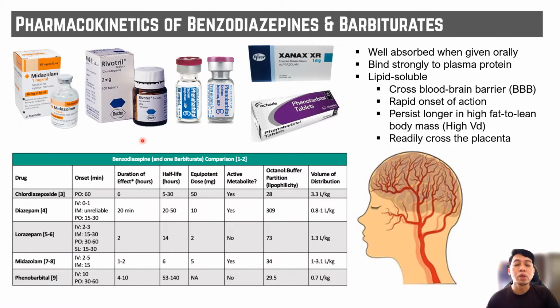Benzodiazepines and barbiturates commonly come in tablet form and can also be present in vial form for intravenous use, depending on their clinical use. As you can see here, benzodiazepines and barbiturates are well absorbed when given orally. They bind strongly to plasma protein. Additionally, benzodiazepines and barbiturates have high lipid solubility and are thereby able to cross the blood-brain barrier efficiently and cause rapid onset of action.